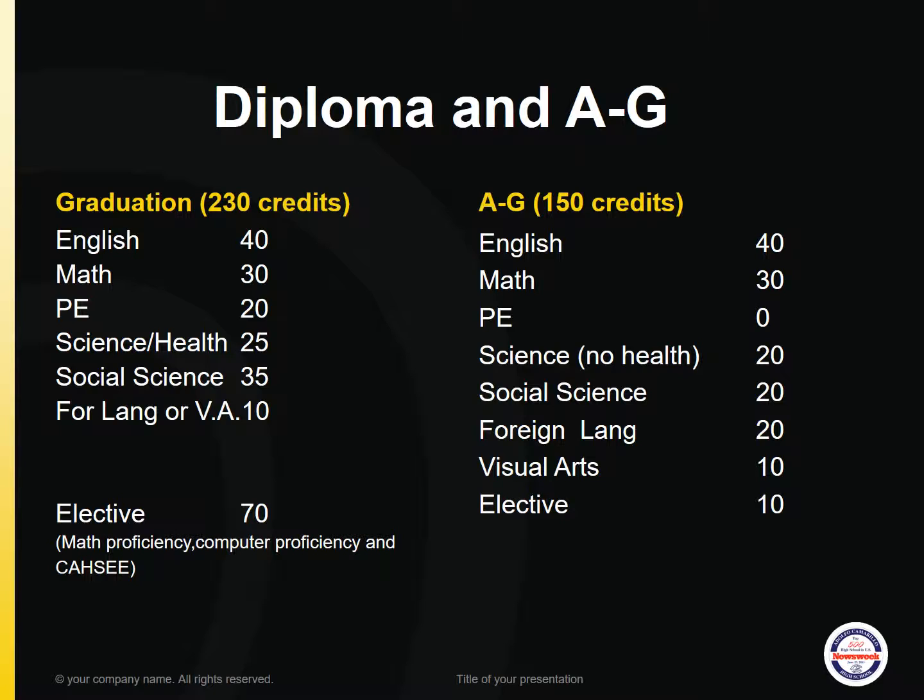Another big difference occurs with the World Language and VPA. For the diploma, you're required 10 credits of a world language and a VPA, versus the A-G requirements, you're required to have 20 credits of a world language plus an additional 10 credits of a VPA.